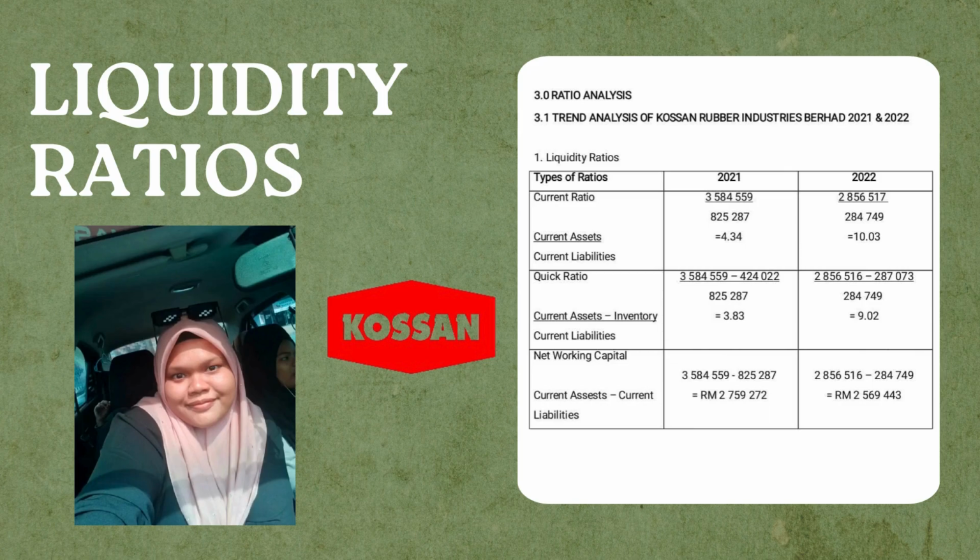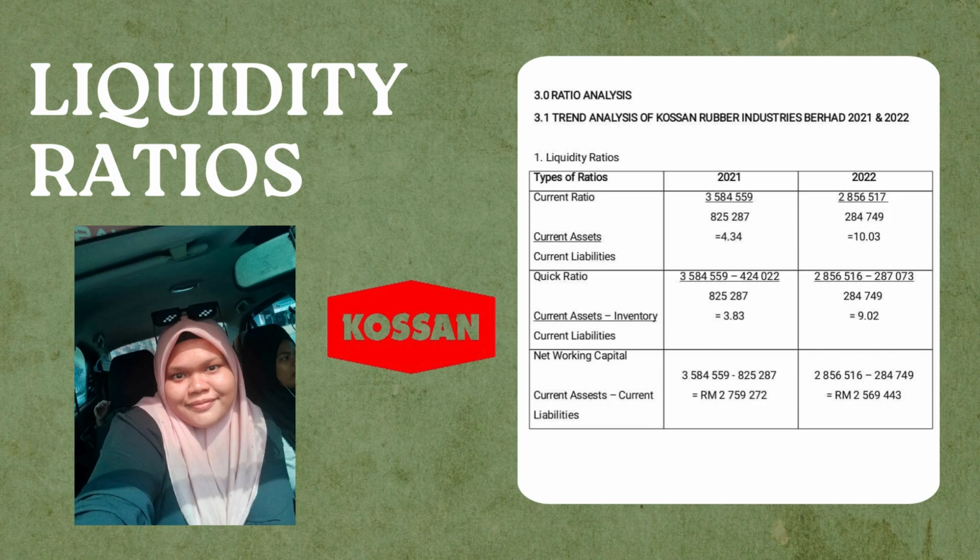My metric number H22A1214. Today I want to present about the trend analysis of Kossan Rubber Industries Berhad for 2021 and 2022. First, liquidity ratio. Current ratio. The current ratio in these two years determines a company's ability to cover short-term obligations. The current ratio in 2021 was 4.34, compared to 10.03 in 2022.